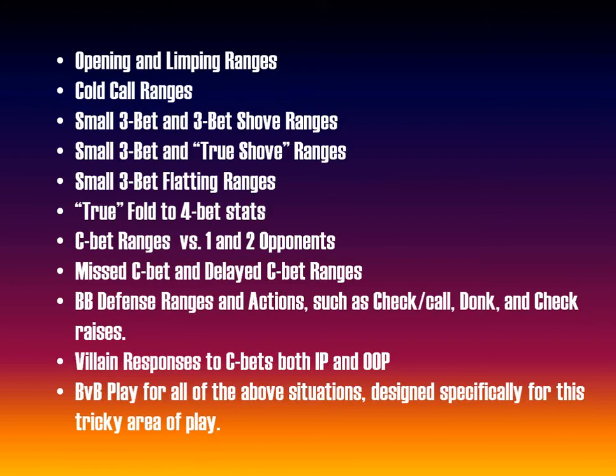Villain responses to C-bets, both IP and OOP, just like with their missed C-bet range, we have definitions that show the ranges that they're checking back when you check it to them, and then even has graphs that show how weak or strong that is on average. And then, perhaps most importantly, we have all the blind versus blind play. It's the trickiest thing you can do because the ranges are so wide.